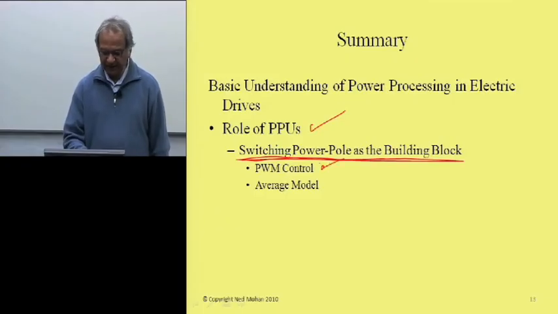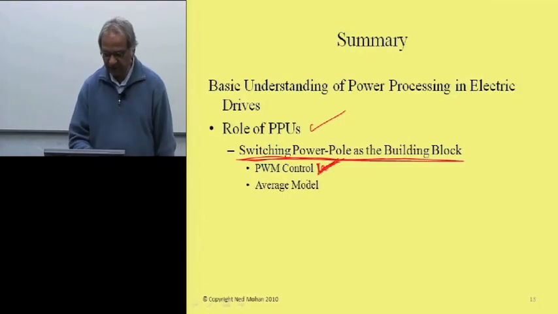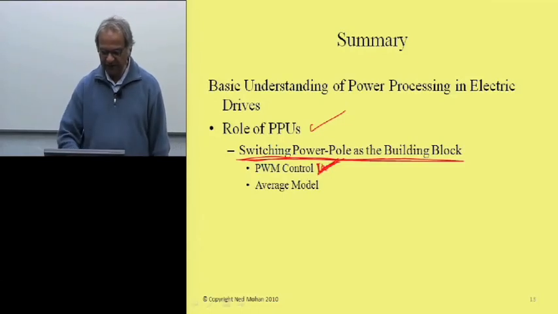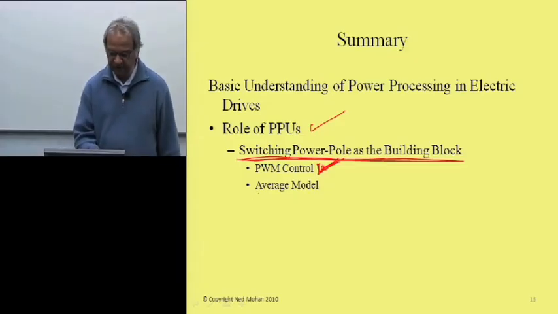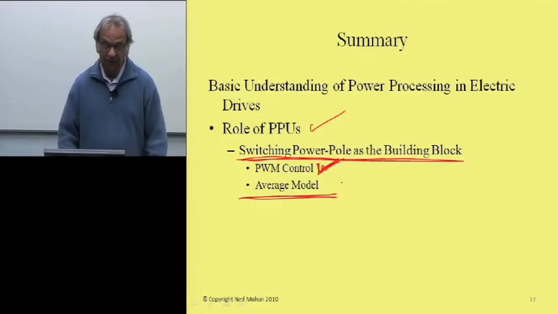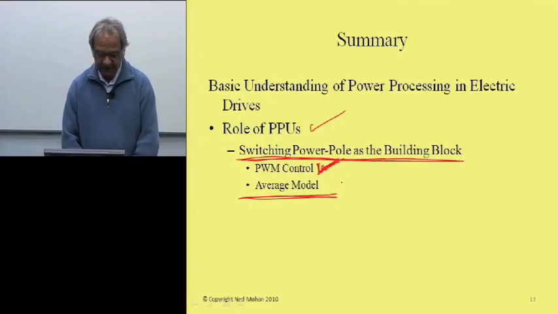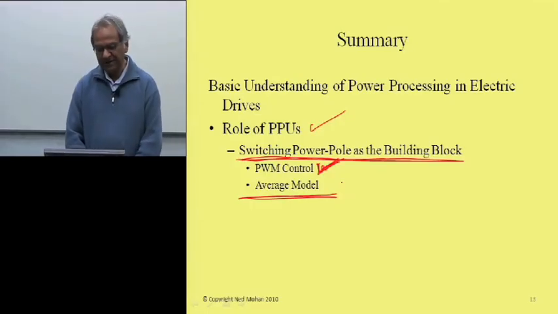And we can control the voltages and currents associated with this power pole by pulse width modulation. By adjusting the pulse width, we can modulate. And then we also saw how we can represent this switching power pole by an ideal transformer with a controllable turns ratio.